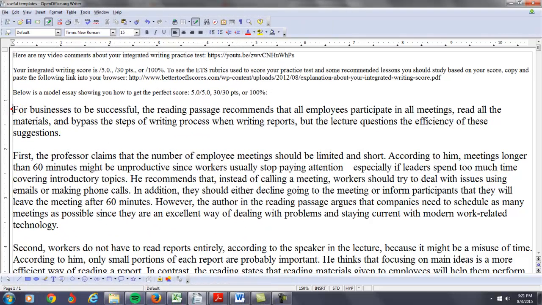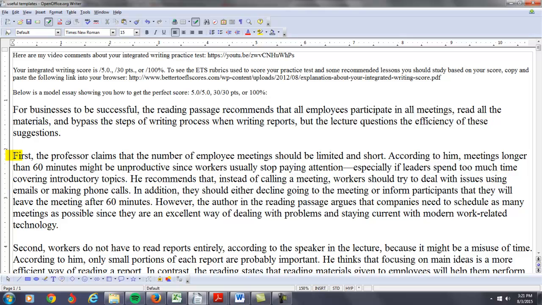Now let's talk about the sample essay. Let's compare what you wrote to an essay that will score about 10 points higher than what you did. So here's paragraph 1. For businesses to be successful, the reading passage recommends that all employees participate in all meetings, read all the materials, and bypass the steps of the writing process when writing reports. But the lecture questions the efficiency of these suggestions.